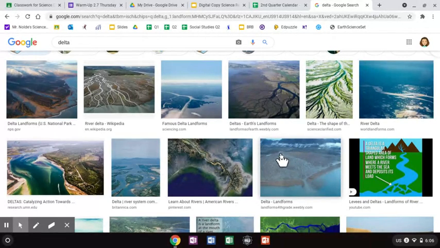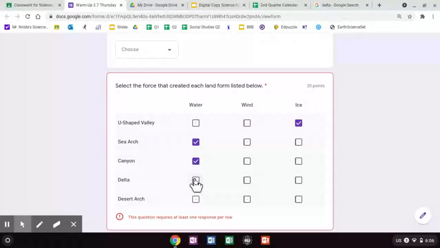So that river that's flowing is carrying lots of sediment within it. It is eroding as it's going, and it's picking up all that sediment, carrying it. And then when it hits the ocean, it slows way down. When it slows down, it loses energy and drops all the sediment that it's been carrying. And so over millions of years of it continuously dropping sediment, that sediment builds up and creates a landform known as a delta. So the force would be water.